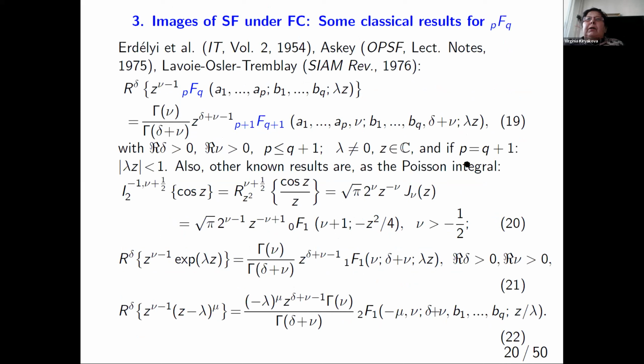So we go now to the main topic, just for a few minutes of this survey. Well known are some very old classical results by Erdélyi, Askey, Lavoie, Osler, Tremblay, and so on. They have in their books and lectures, say, the Riemann-Liouville images of the pFq function. Also, the Poisson integral 20 is nothing but the Riemann-Liouville operator of the cosine function, and so on.